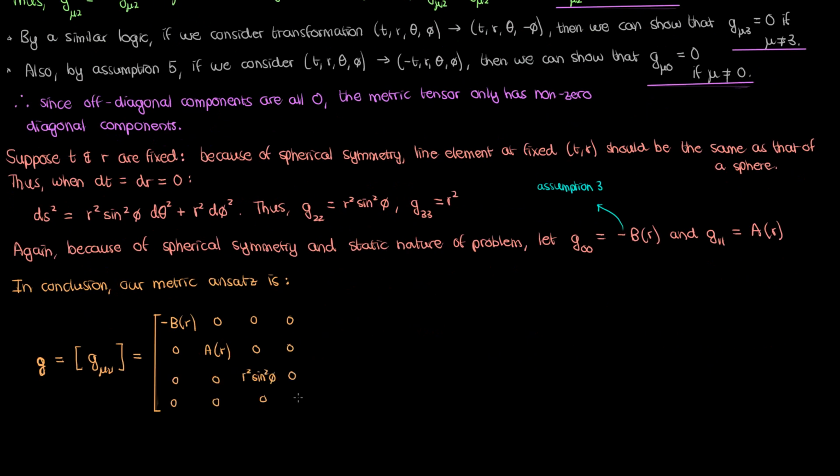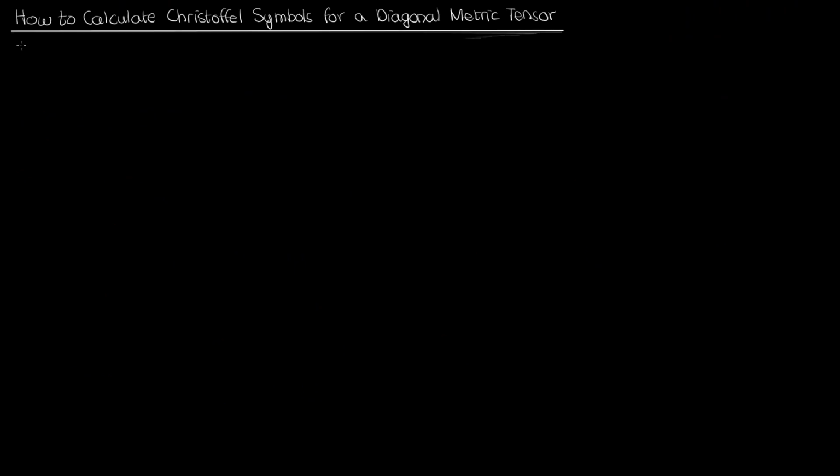B of r and A of r are functions that we ultimately have to solve for using the simplified vacuum Einstein field equations. But before we solve the vacuum Einstein field equations, let's find a way of how to calculate the Christoffel symbols corresponding to the Schwarzschild ansatz. I'm going to do the slightly less insane thing of showing you an easier way of calculating the Christoffel symbols and giving you the general formulas in the case of a diagonal metric tensor. Diagonal metric tensors are pretty common.